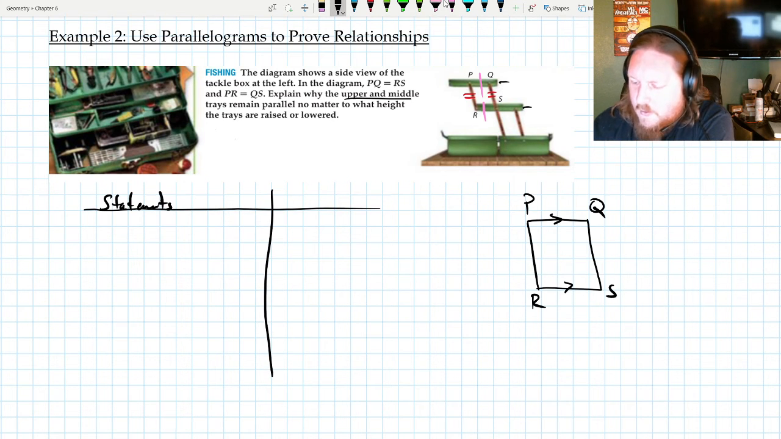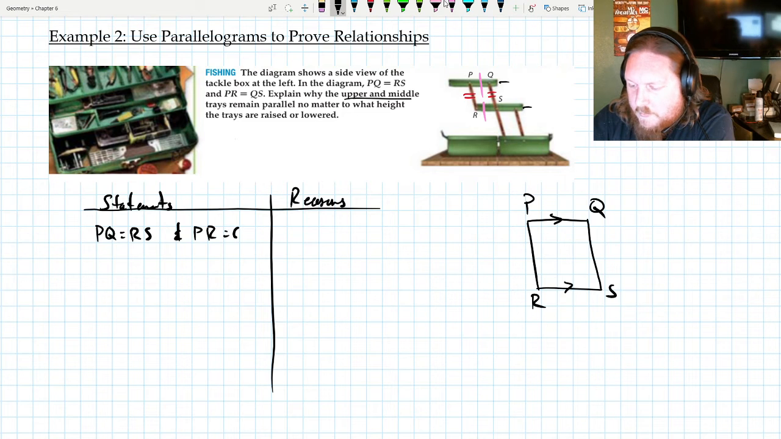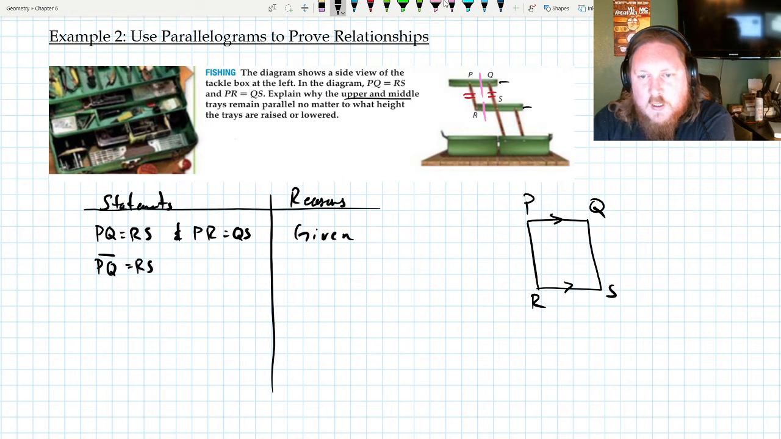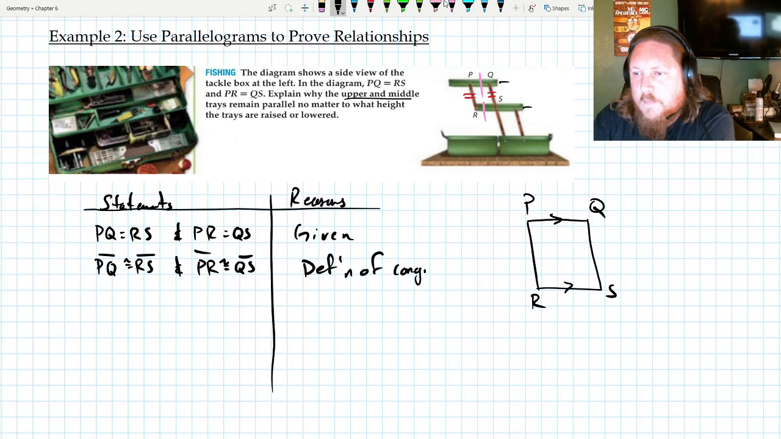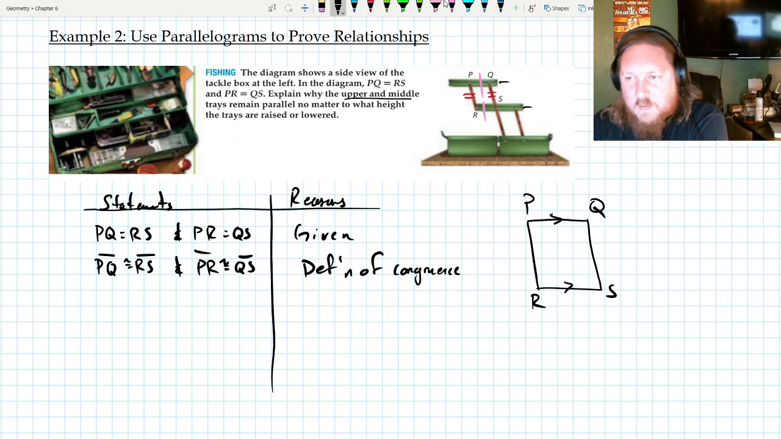So, statements and reasons. What are we given? PQ equals RS and PR equals QS. That's given. With those two things, we know that those segments are congruent to each other, and that's the definition of congruence. If the measures are the same on segments, then the two segments are congruent as well.